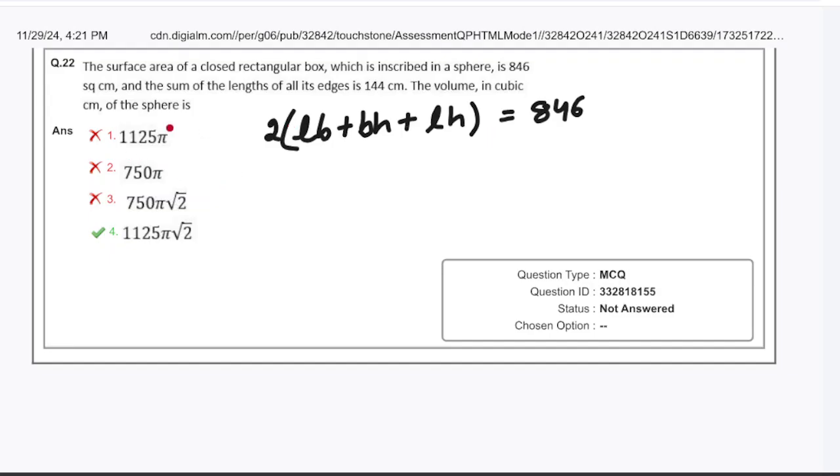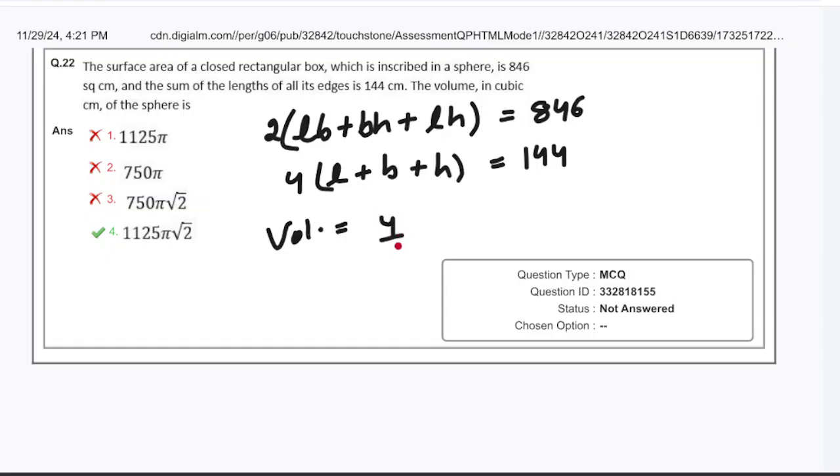And also we have the sum of the lengths of all its edges. Edges means 4 times length, 4 times breadth, and 4 times height. Now that is equal to, they said, 144. Now they want to know the volume in cubic centimeter of the sphere. The formula for the volume of a sphere is 4 by 3 pi r cube. Now pi is there in all the options. That means we will not replace the value of pi. We need to find out the radius.